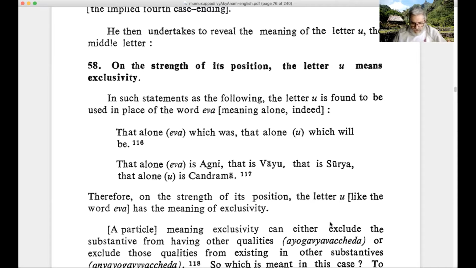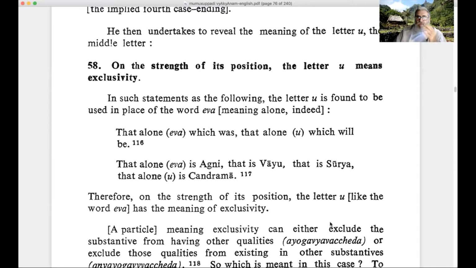And the quotation is from Mahanarayana Upanishad, which again is the Upanishad that we are studying, Mahanarayana Upanishad 1-2. And the quotation is: that alone, eva, which was; that alone, which will be. So that's a quotation from Mahanarayana Upanishad.